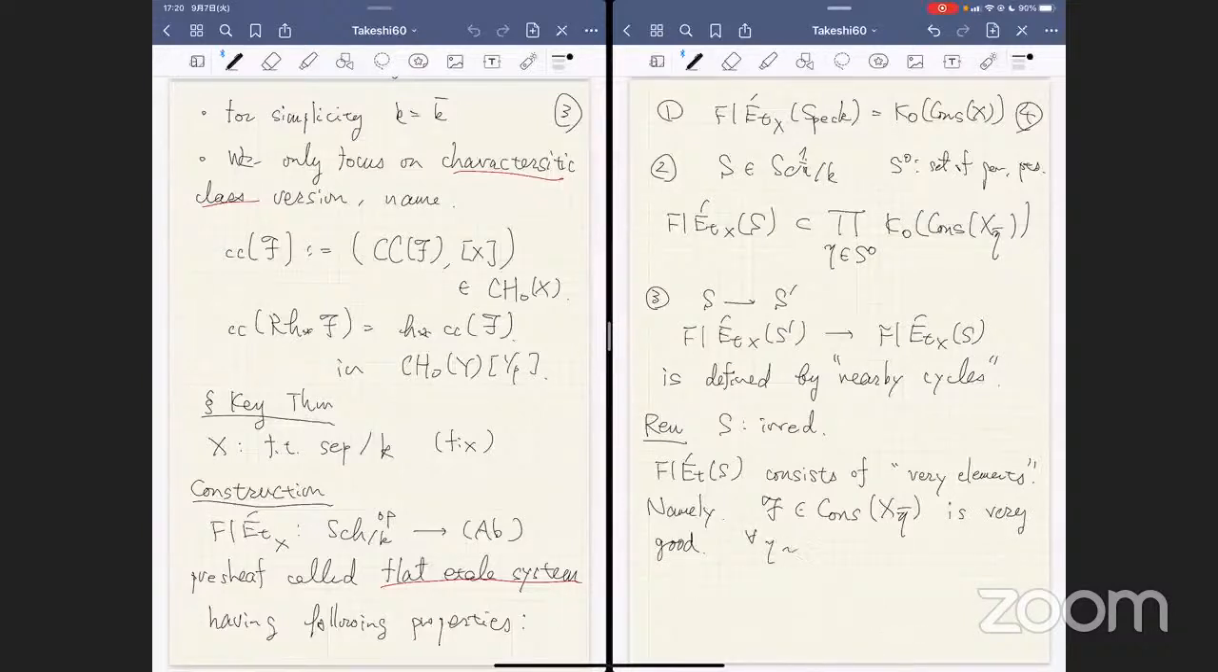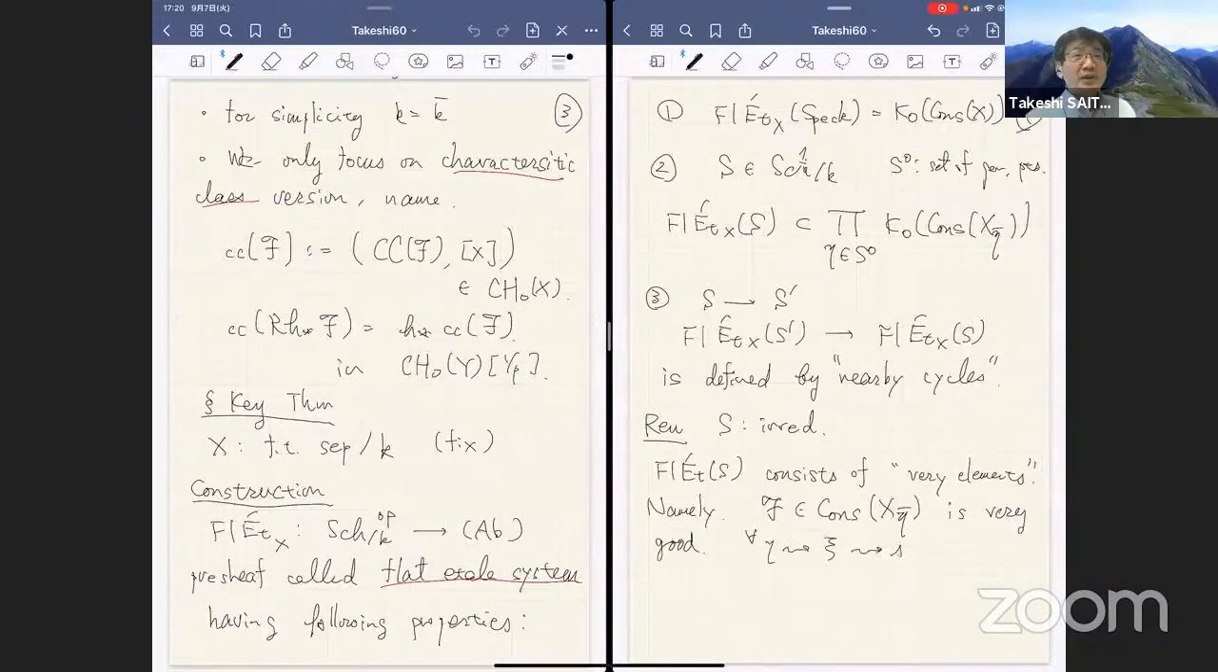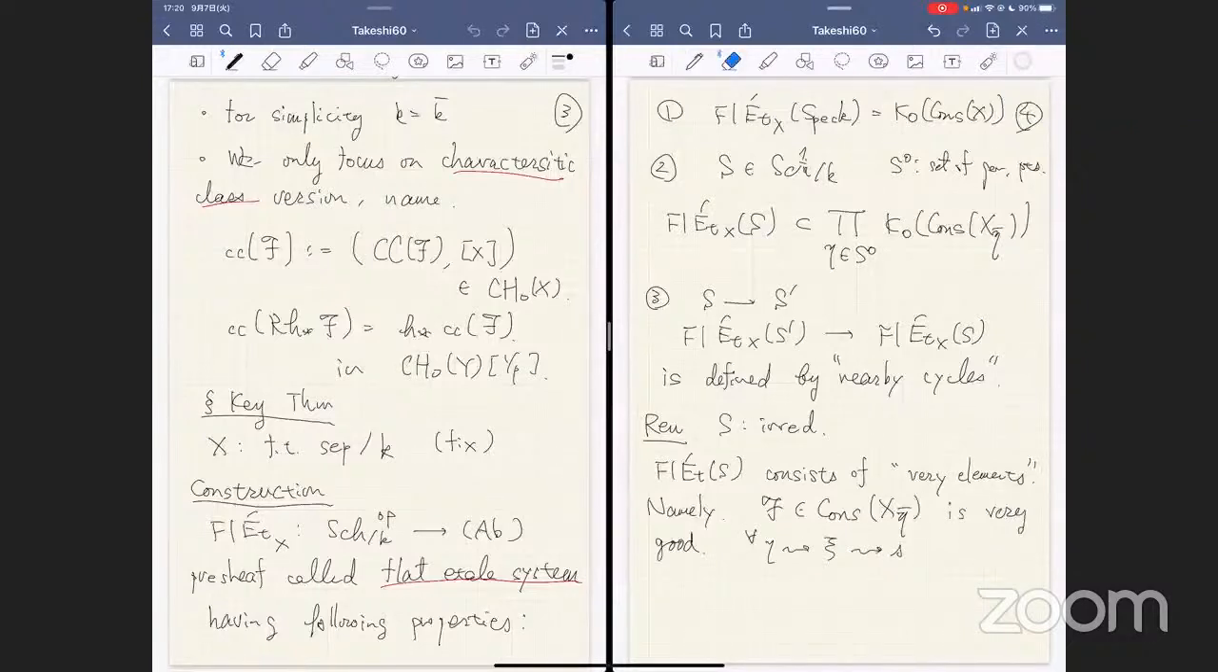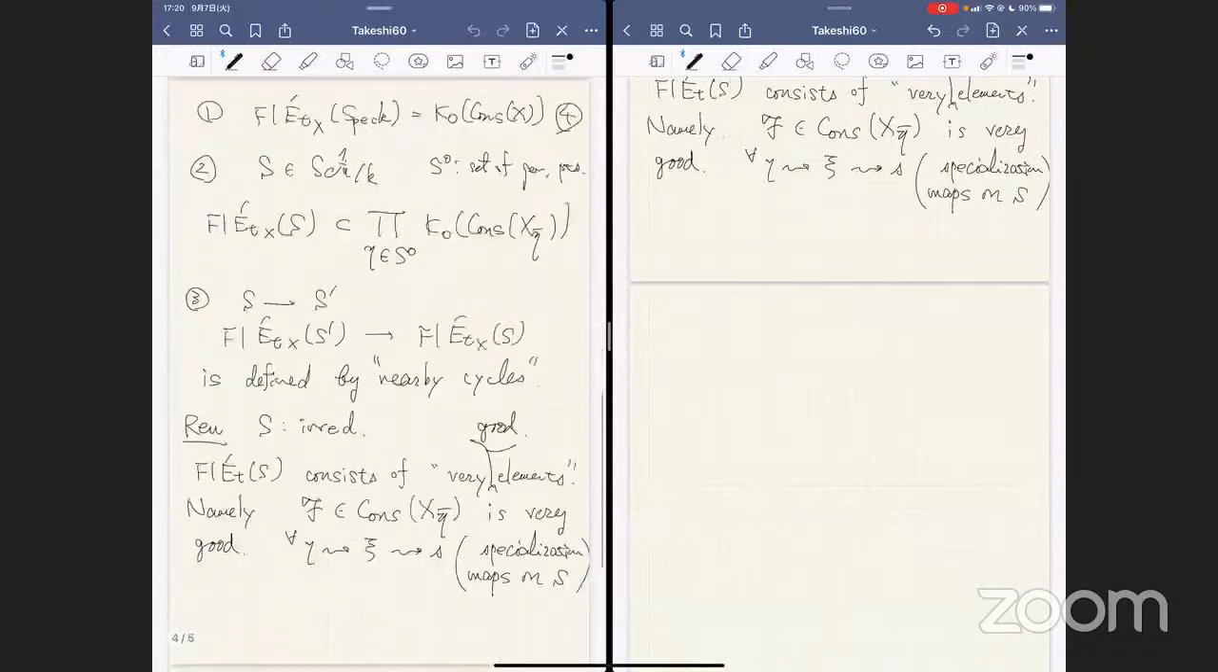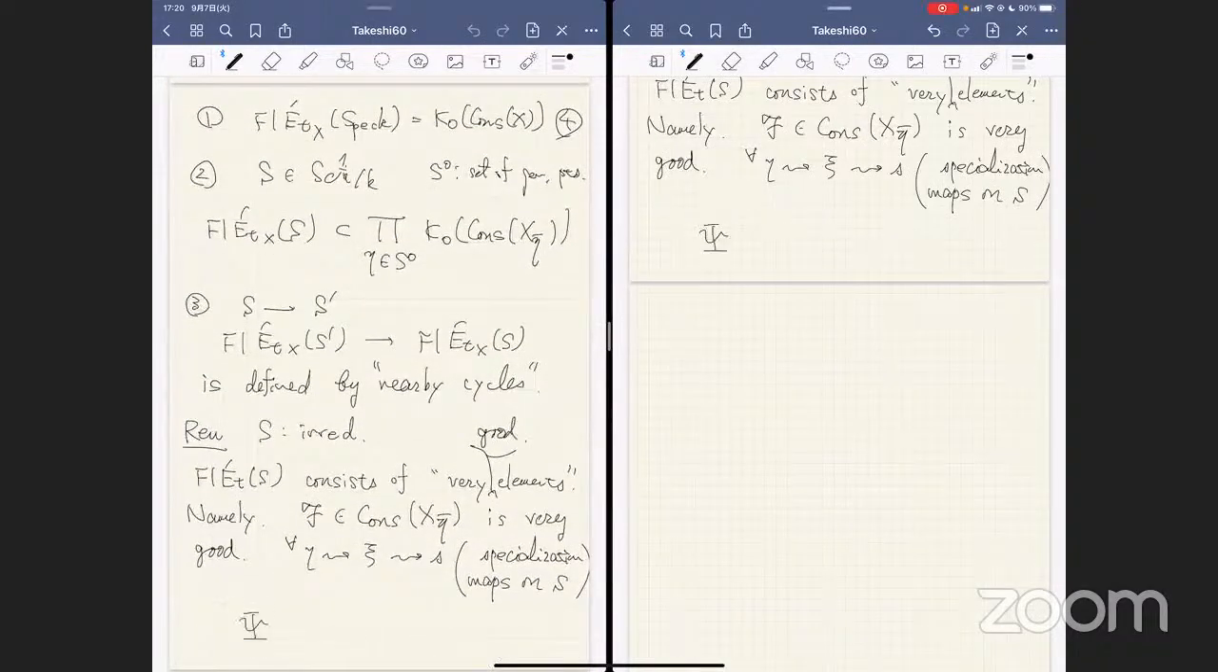If for any specialization maps, so you write a very good element, what do you mean? Very good elements mean that if I have a sequence of specialization maps on S, then it makes sense to talk about the nearby cycle, and so it makes sense to talk about iteration of nearby cycles.